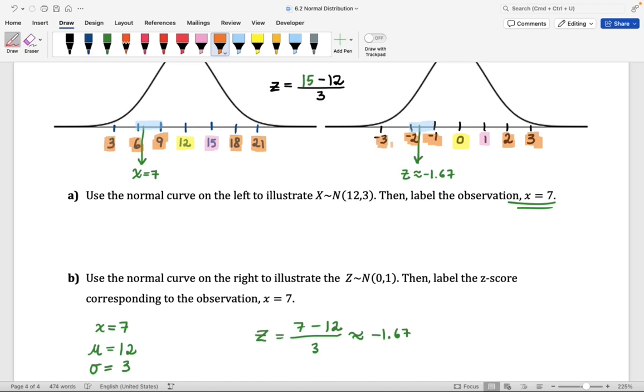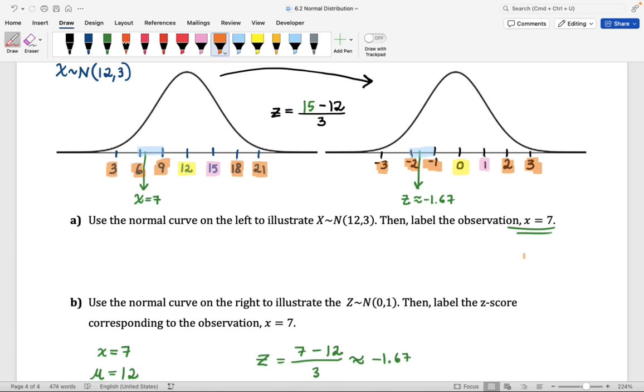What we're doing here, we're simply taking every X value that we have and we're converting it into a Z-score. And that is how we come up with the standard normal distribution. And this is the reason we say that we can take any normal distribution and we can translate that into a standard normal distribution.